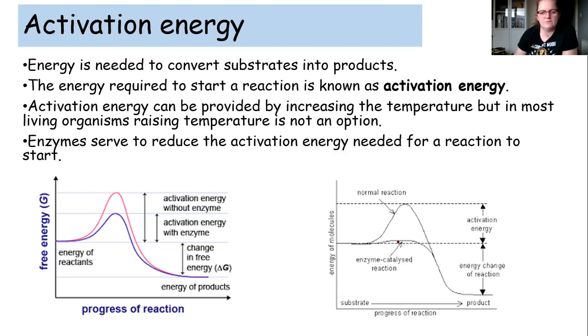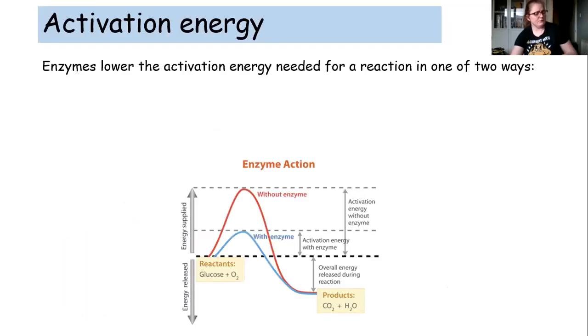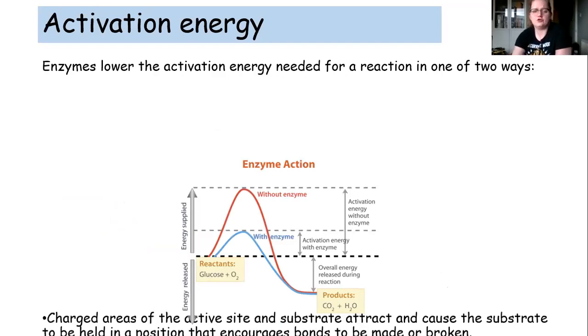Again, we've got another example here. Normal reaction, that's the amount of activation energy that would be required. Enzyme catalyzed reaction, that is how much activation energy is required. So there's a huge substantial difference between the two. So enzymes, what they do is they lower the activation energy needed for a reaction, and they can do it in one of two ways.